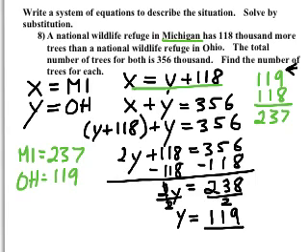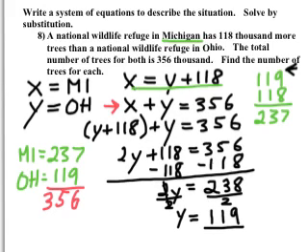And now the other second equation, x plus y equals 356. So if we add these two together, we should get 356. And we do. So now we know we're right. Okay, we've reached the end of part 1. Now it's time to move on to part 2.